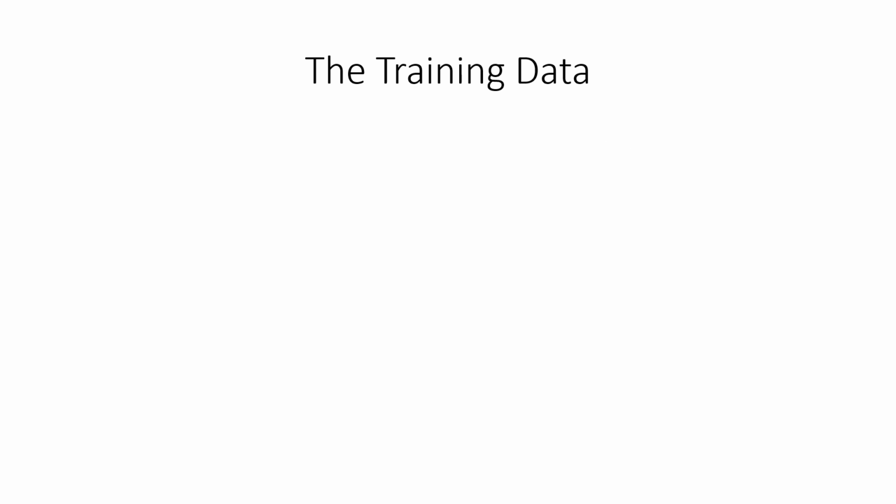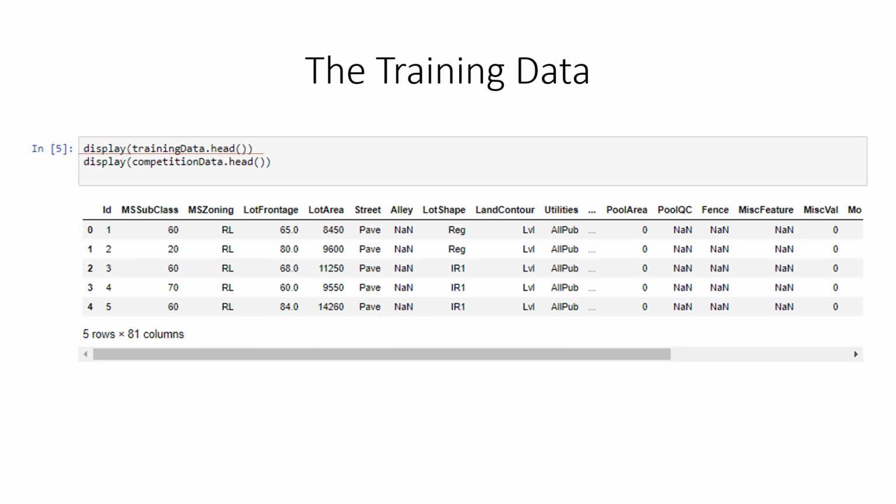All right, let's talk about how we got to those results. So let's dive into the training data. What we have here is a 5-row sample of the training data provided to us by Kaggle. We notice that there's 81 columns. Now, if we remove the first column, ID, and the last column, which is sales price, we're left with 79 features. So that's a lot of features to wrap our heads around.